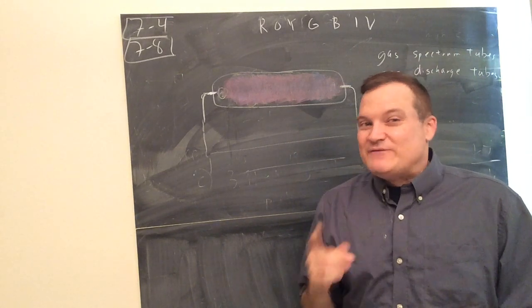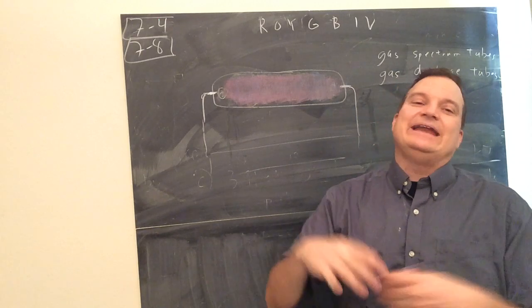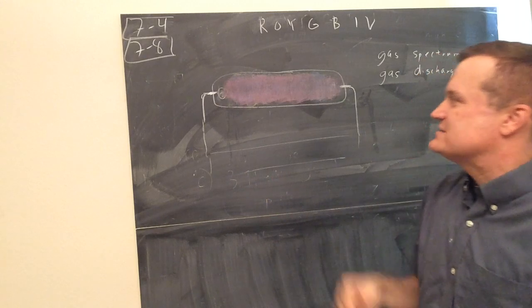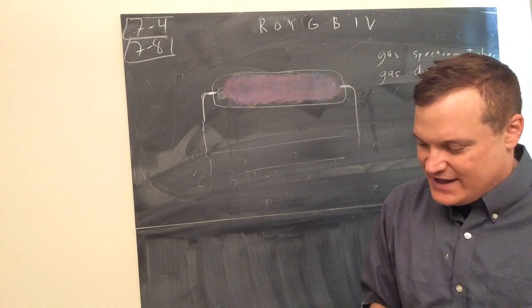Now, the other thing, if it's pure neon, then it will be orange. But they use the word neon for any lights, any glass light that has gas inside them. Okay, so we're going to talk about this one. We're going to talk about the hydrogen gas.